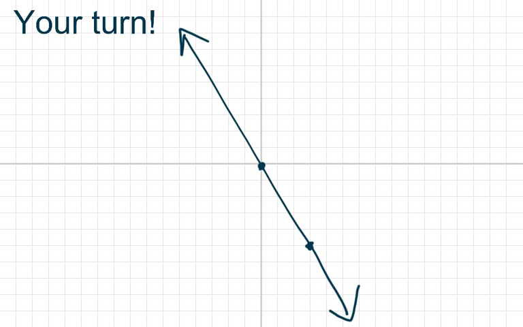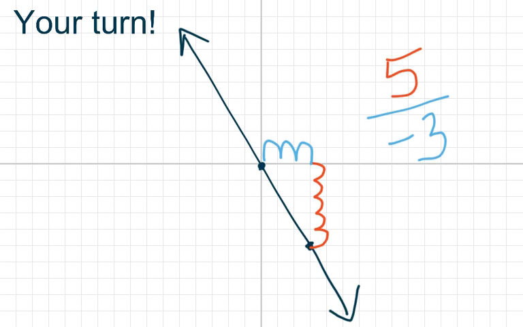One more. Alright, so let's count up. 1, 2, 3, 4, 5. So we count up 5. And then we count to the left. 1, 2, 3. So our slope, hopefully you got 5 over negative 3. Negative 5/3. Now this is for slope lines positive and negative, where we have clear jumps up and then we have clear jumps left and right.